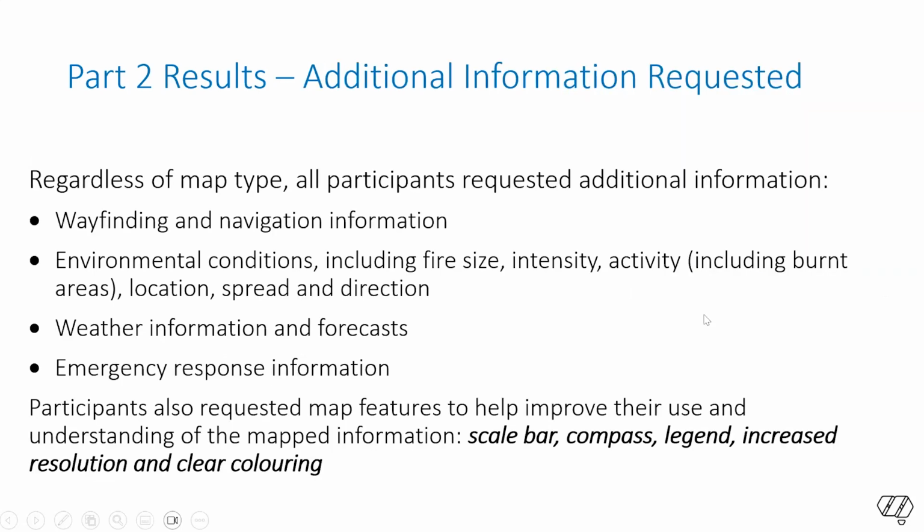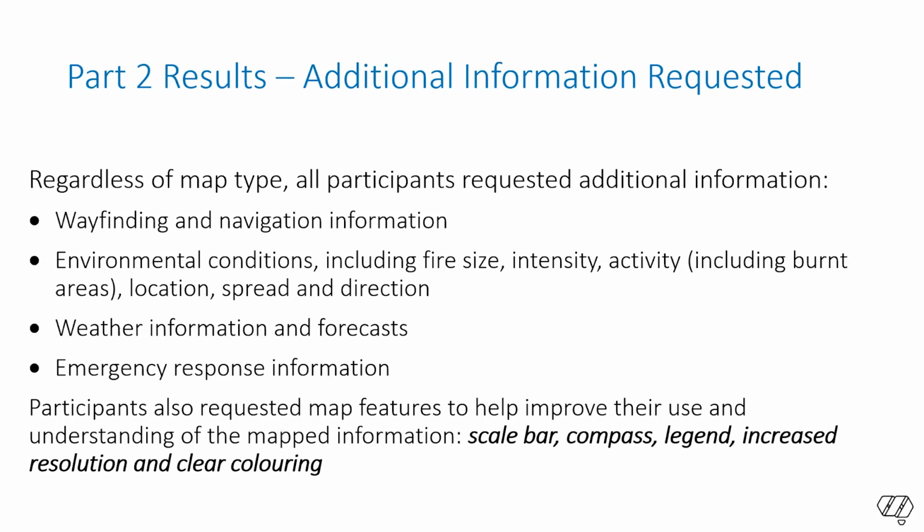And then regardless of map type, all participants requested additional information to help them understand what was going on and take the right action. And so the first set of information that people wanted to see was related to wayfinding and navigation information. And this could help them self-locate, again, helping to understand where they are in relation to the risk.